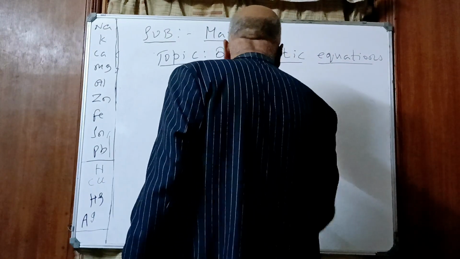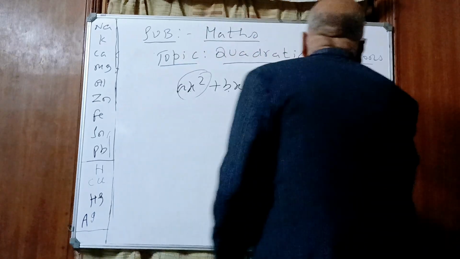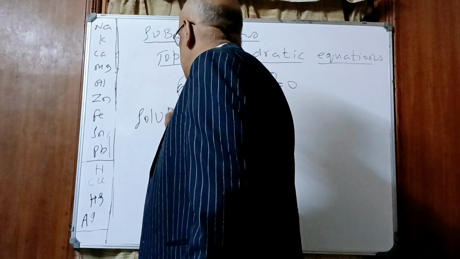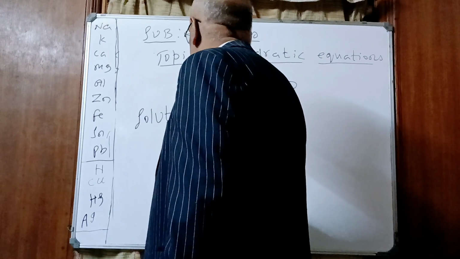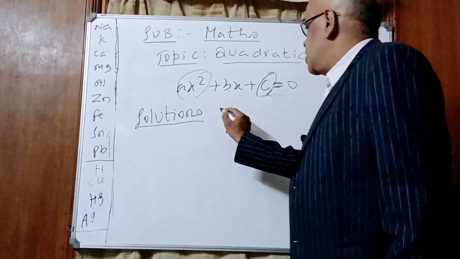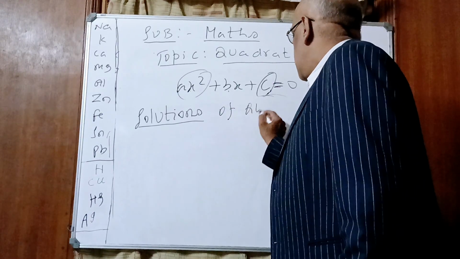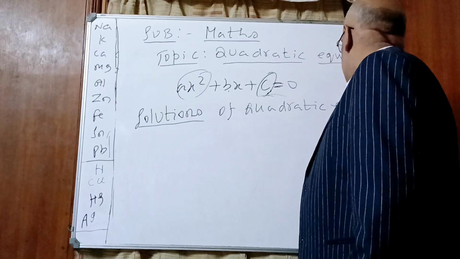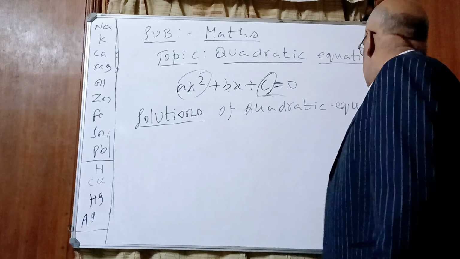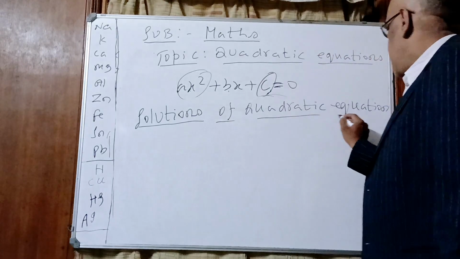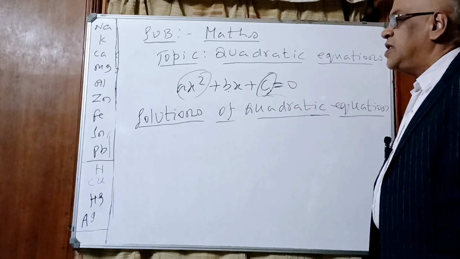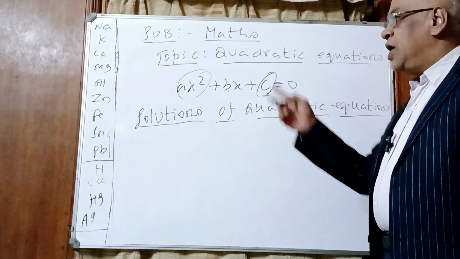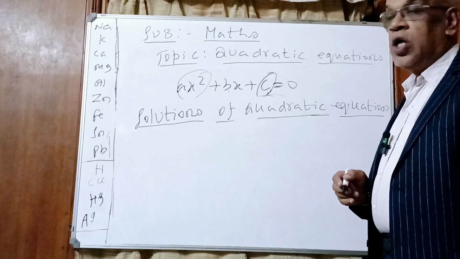Now, I said solution of quadratic equation. I write solutions, plural, because it will have 2 solutions. Solutions of quadratic equation. What do you mean by solutions of quadratic equation, children? It means finding the zeros, finding the roots. How many roots will it have? 2 roots or 2 zeros.